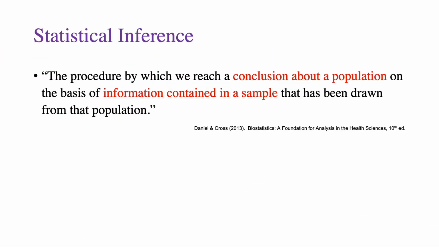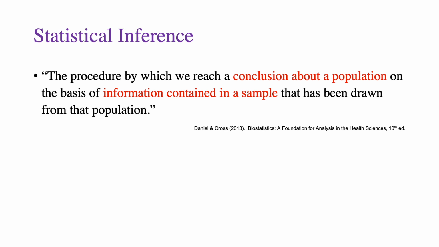So we start off with defining what statistical inference is. It's defined by Daniel and Cross in their textbook as the procedure by which we reach a conclusion about a population on the basis of information contained in a sample that has been drawn from that population. What this sentence is basically saying is that if we want to measure something about a population, we have to consider that the population is vast and large, and measuring the particular characteristic of interest in each and every member of that population is very much infeasible, and there will be a lot of expense associated with it.